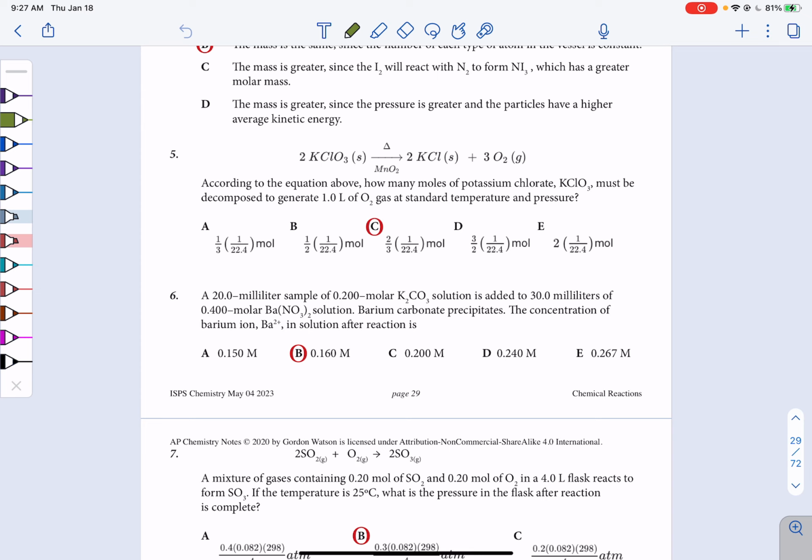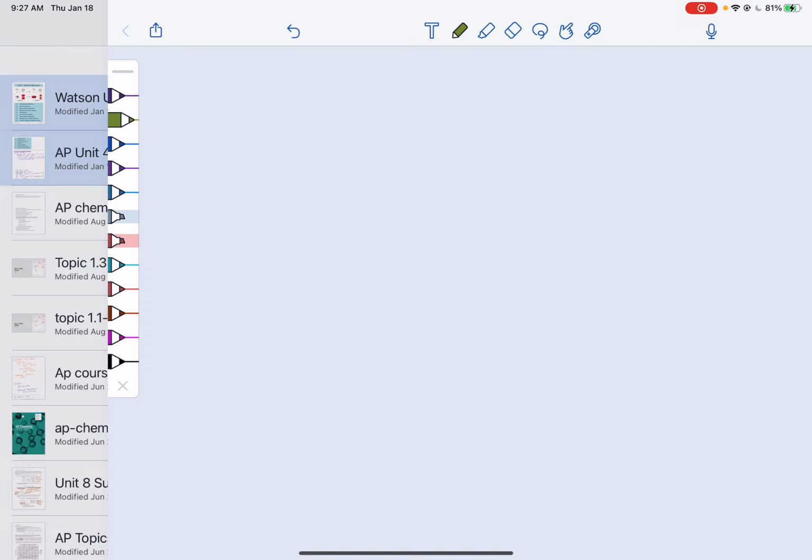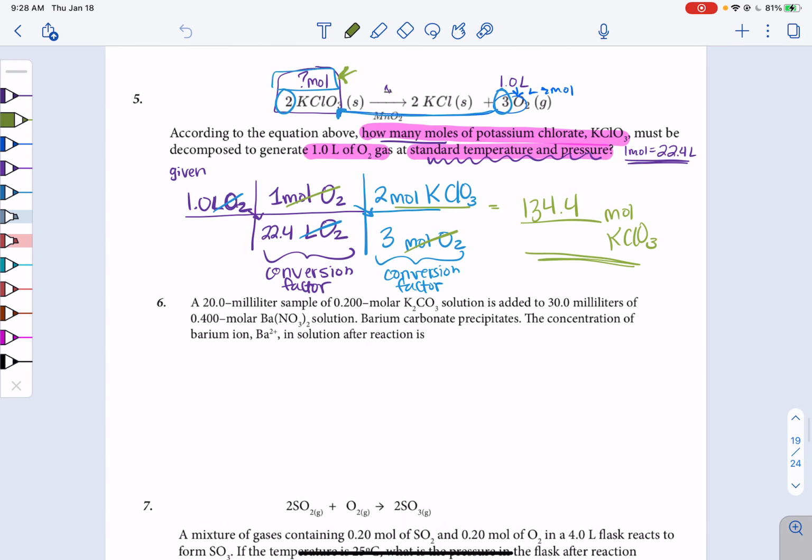So on the answers, you see right here that I just have a bunch of these fractions. If you notice, the only thing they did is they just took all of the numbers out and then put moles beside it. This is the only one that we did. We took 1 times 1 times 2, and we also divided that by 3 times 22.4. So this is the only one that matches our factor labeling right here.